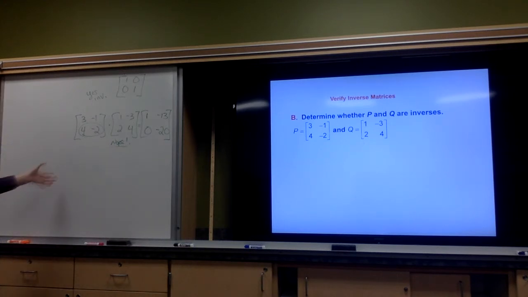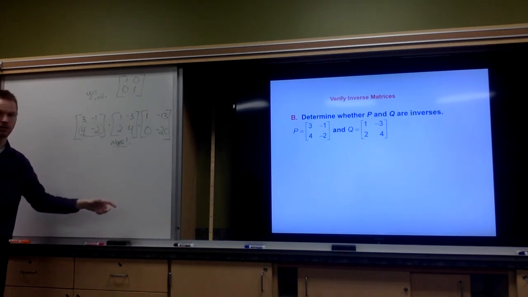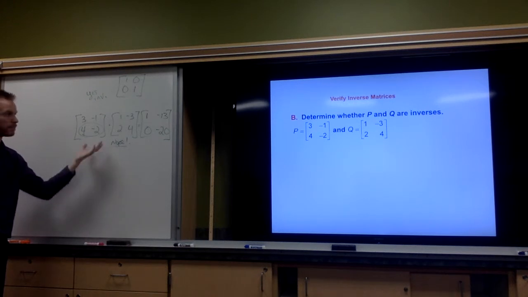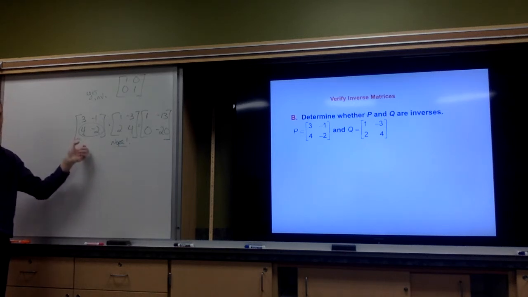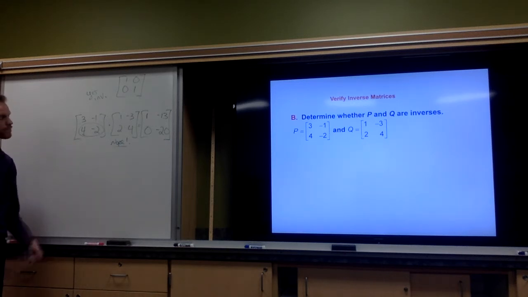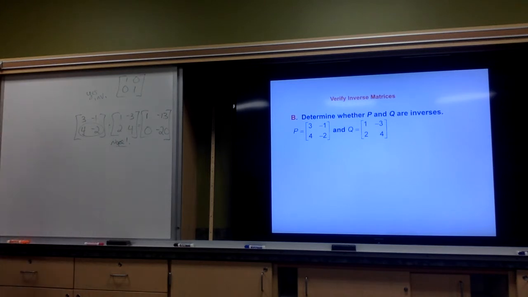Do I check the other? Do I flip these and see if it works? You can, but an inverse, it doesn't matter which way you multiply, you still get the identity. So I can stop here. There's no reason for me to move on. So this doesn't work. Okay?